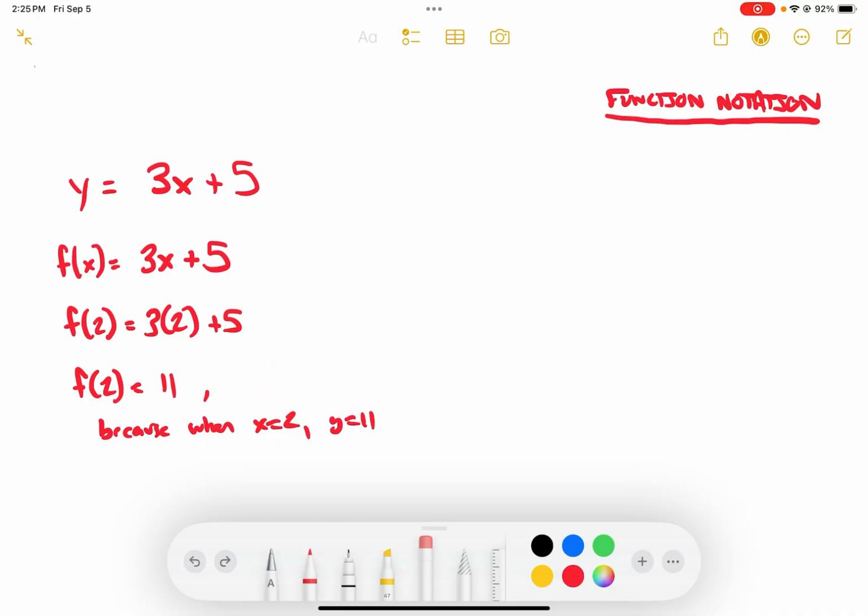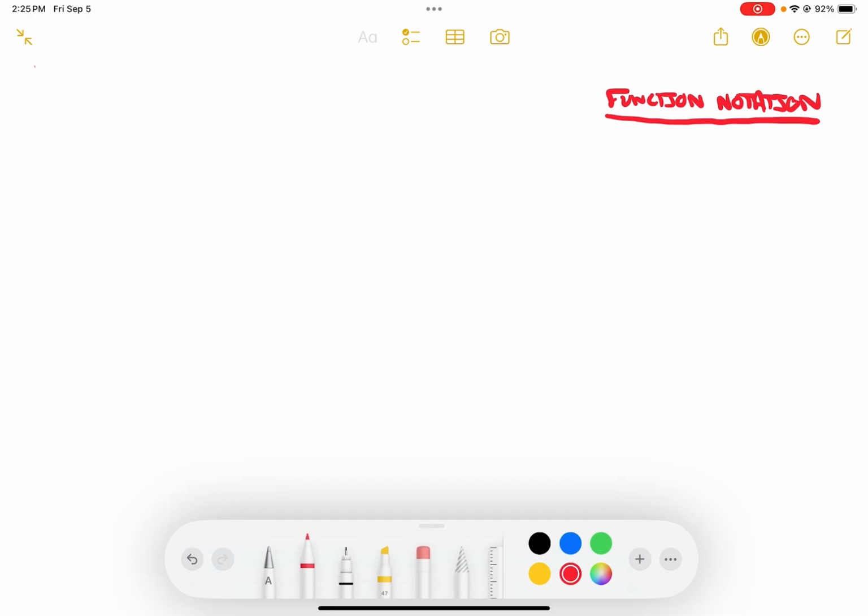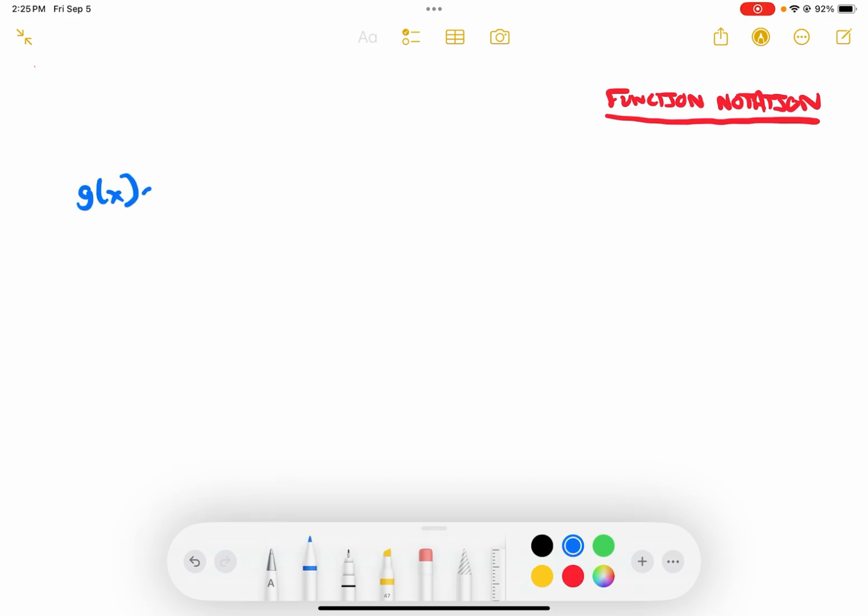So let's erase this and look at another example. It does not have to be a linear function. In fact, any function at all. So let's do g of x. Let's go absolute value of x minus 5 over 3. And let's look at g of 14. So if it's g of 14, I want to know, well, if I plug in 14 as an input, what would the output be?